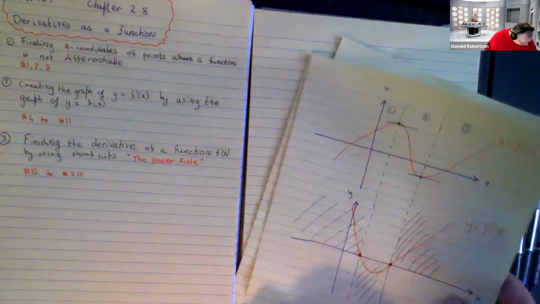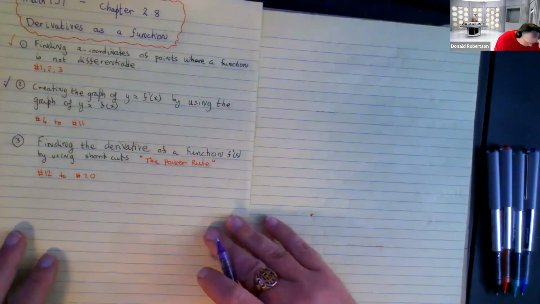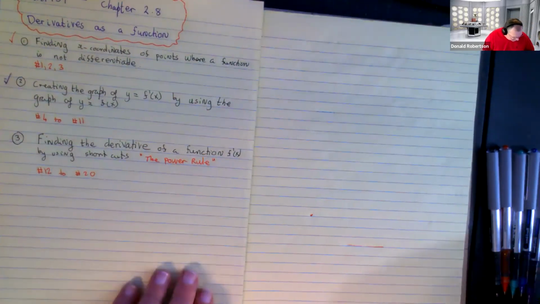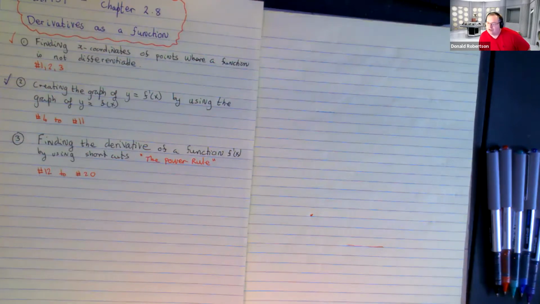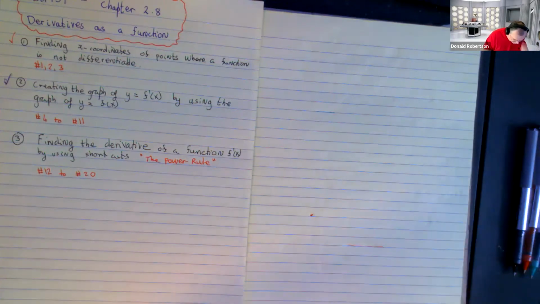So there should be a drum roll for the next topic. Finding the derivative of a function by using shortcuts. And we're going to start by showing you a shortcut called the power rule.